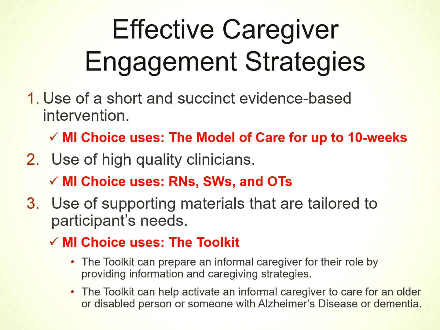The toolkit can prepare an informal caregiver for their role by providing information and caregiving strategies. The toolkit can help activate an informal caregiver to care for an older or disabled person or someone with Alzheimer's disease or dementia.